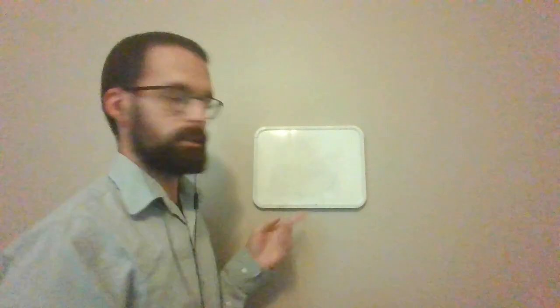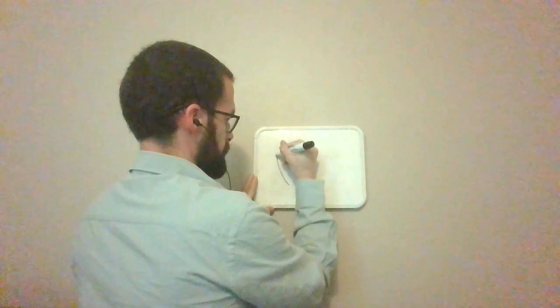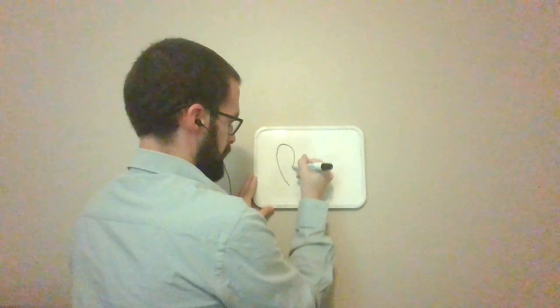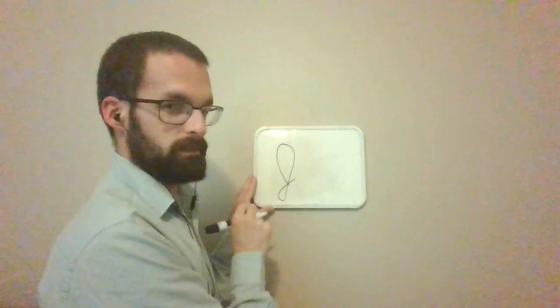Alright, so now I'm going to show you the letter J. Start at the bottom, right? And then just do a little loop around. Come meet back in the middle. And you got yourself a capital J.